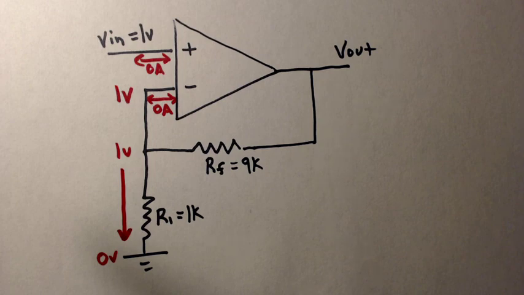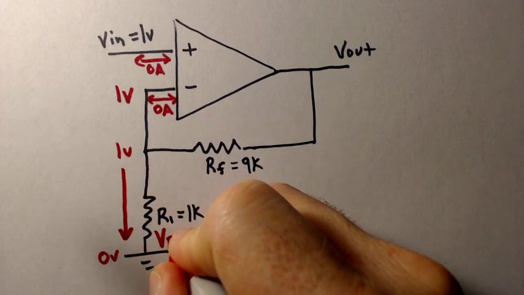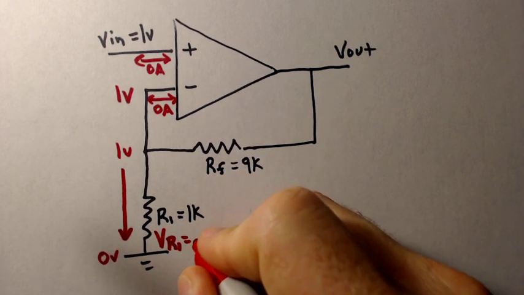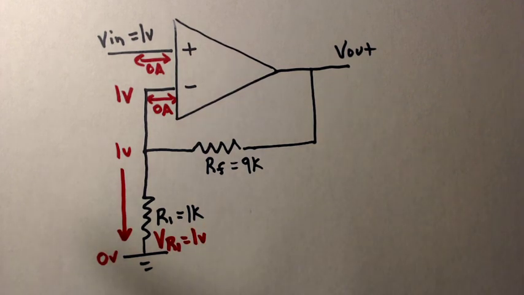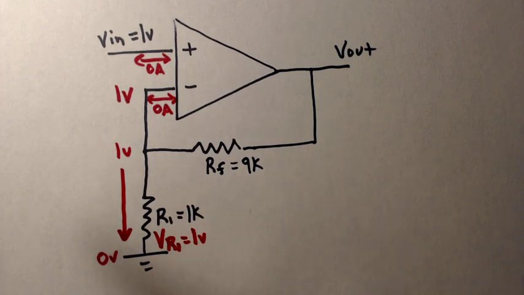Alright, what's the value of it? Well, what's the voltage drop across the resistor? Well, if we have 0 volts here and we have 1 volt here, VR1 is equal to 1 volt, right? It has to be. Okay, and if we have a voltage drop of 1 volt across a 1K resistor, what's the current flowing through that 1K resistor?